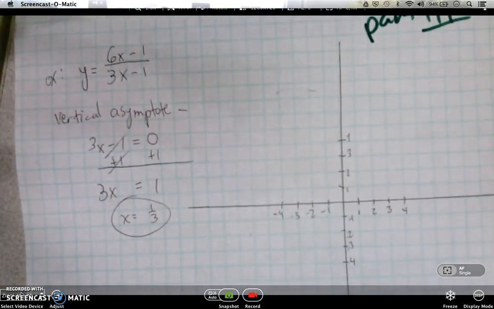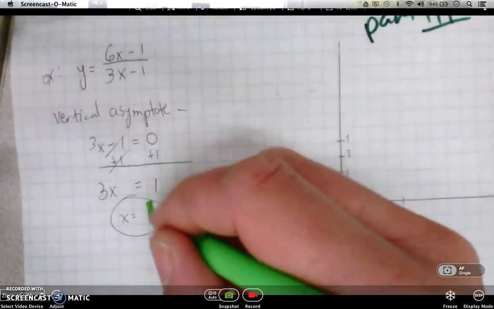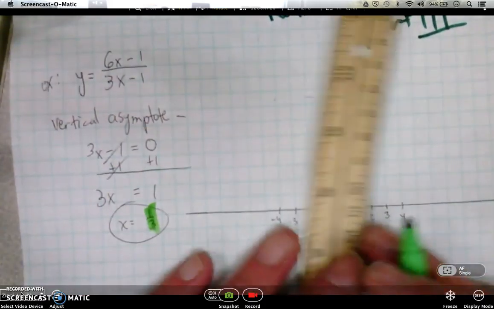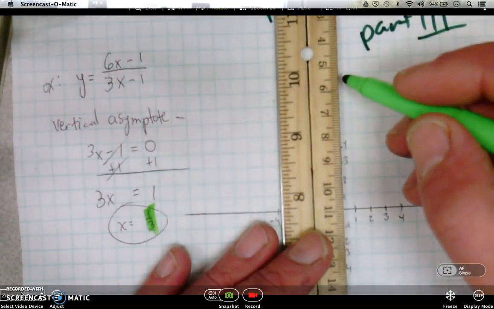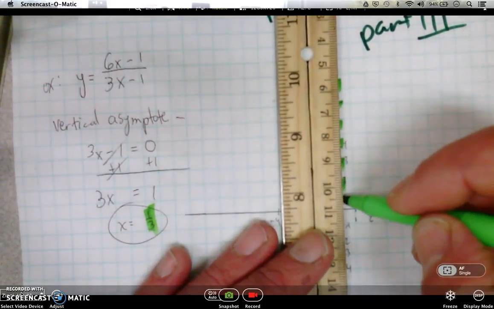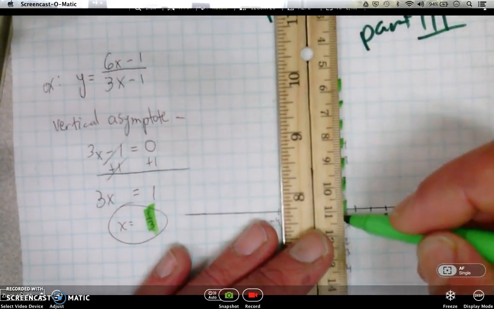Okay, so this point, x equals 1/3, that is not exactly at 1. It's in between 0 and 1. It is less than 1, so let's just estimate where it is. Pretty close to 0, and we're going to put a dashed line, and this is our asymptote.